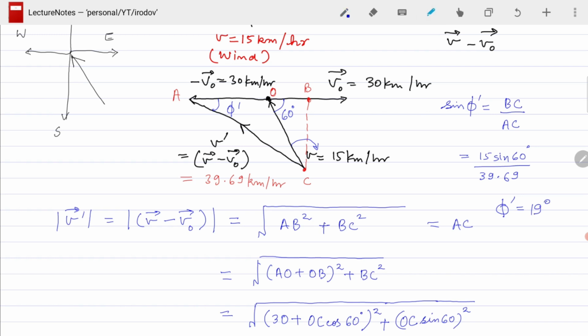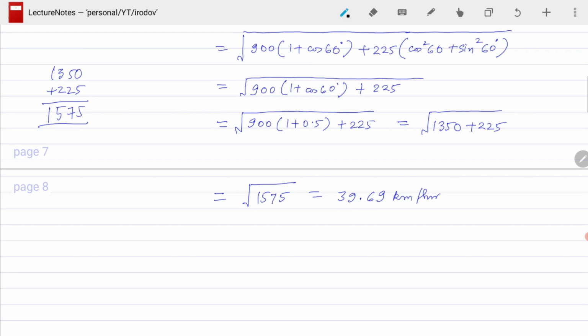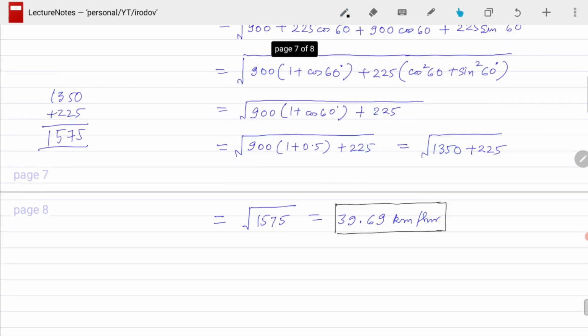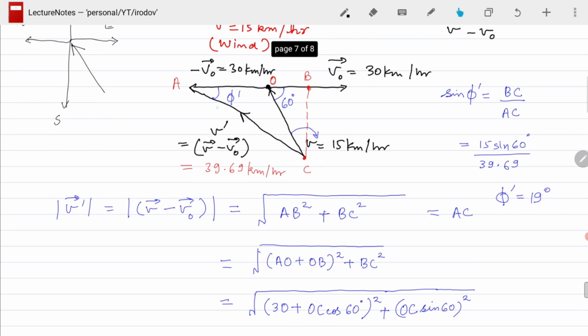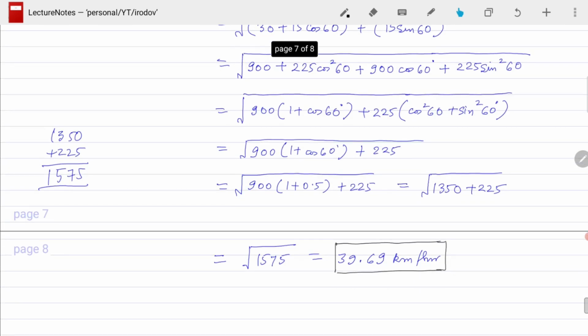So we've got two answers in this question. The first one is the wind velocity V dash relative to the ship, which is equal to 39.69 kilometers per hour. The second one is the angle which this velocity makes, phi dash, which is equal to 19 degrees. So that is the sixth problem of Irodov, and we have solved it.